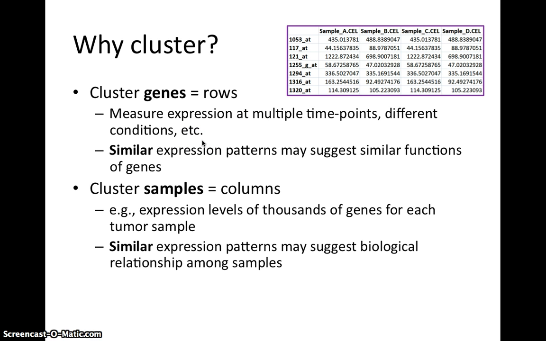We cluster genes to find similar expression patterns that may lead us to similar functional activities of genes. And we can also cluster the samples, or the columns, where the expression levels of thousands of genes for each tumor sample may lead us to find biological relationships among groups of patients, different experiment conditions, or different time points.